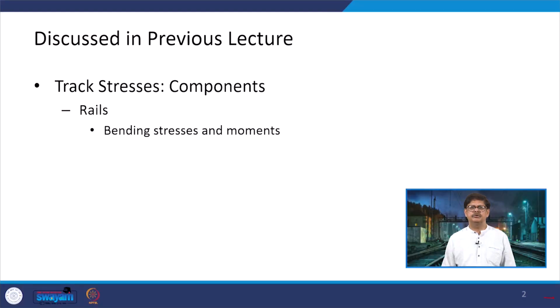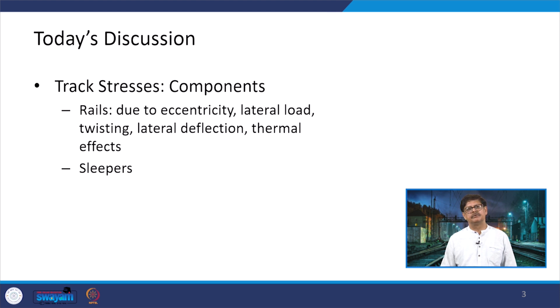Today, we will continue with the discussion on track stresses, and along with the rails, we will also try to discuss the sleepers. In the previous lecture, we emphasized only the bending stresses and the moments induced in the rails due to vertical loads. But today, in the case of rails, we will be talking about the eccentricity. We will also be talking about the lateral load and the twisting caused by this eccentricity or the lateral loads, the lateral deflections, as well as the thermal effects. And then towards the end, we will be discussing the stresses in the sleepers.